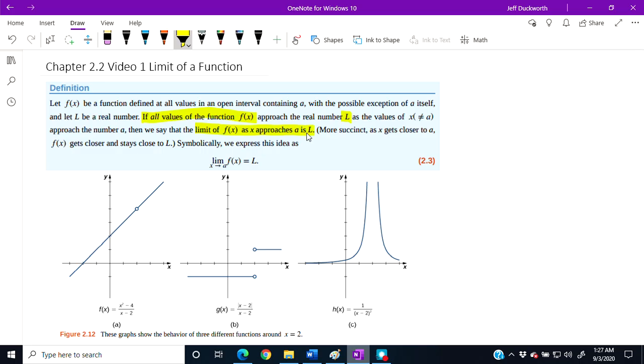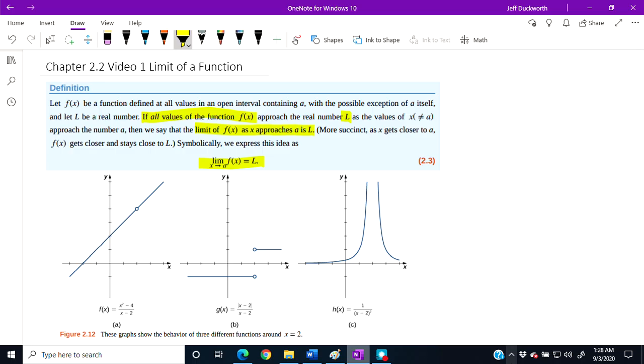So the succinct version, I've already mentioned it: as x gets closer to a, f of x gets closer and stays close to L. And this is the notation we would use. Limit, and the subscript under there is x with an arrow to a. That means x approaches a, of f of x, which is our function, equals some real number L.